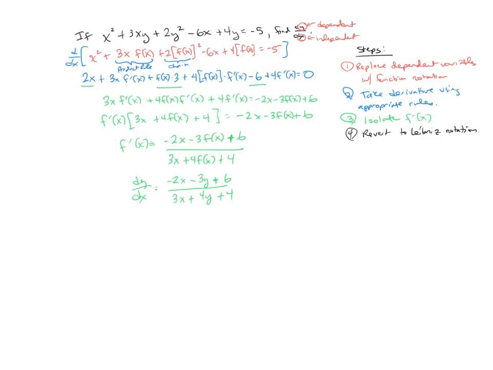So if I wanted to find the slope at a particular point, like 1, 0, for example, I would plug in 1 for all the x's and 0 for all the y's. And that would give me negative 2 minus 6, which is negative 8, over 3 plus 4, which is 7, and that would be the slope of a line tangent to this graph at the point 1, 0.